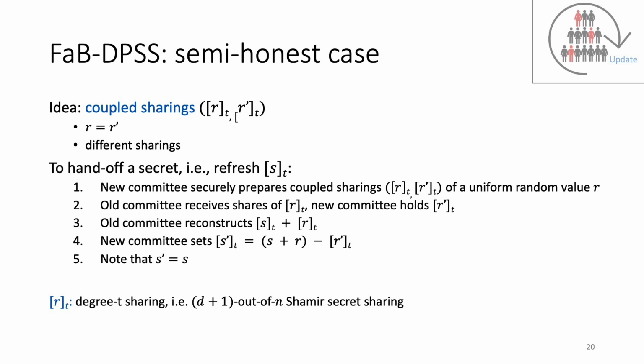But remember, R and R prime are the same value. The old committee can now reconstruct S plus R, and note that this is secure because R is uniformly random. So S plus R does not reveal any information about the secret. And the new committee can then set the sharing of S prime to be S plus R minus the sharing of R prime. And because R is actually equal to R prime, we get that S prime is actually equal to S. So we were able to refresh our sharing without modifying the secret.